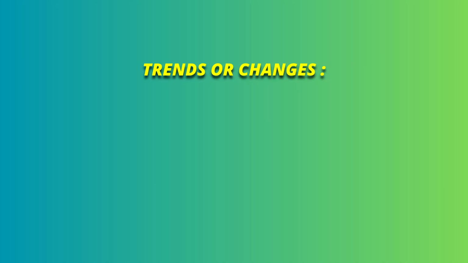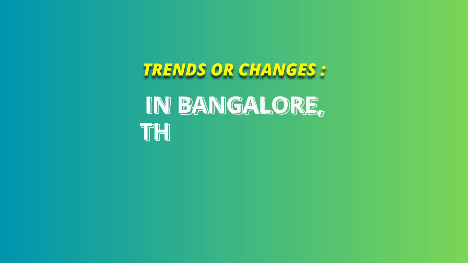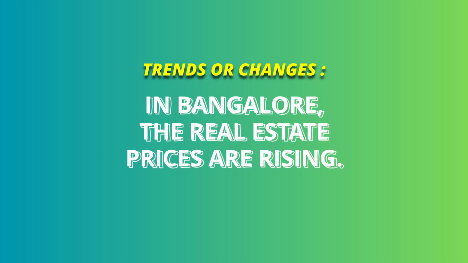And what is the next use I told you? Trends or changes. So any changes or trends take place, we use the present continuous form for that. And what could be the examples? Can you think of any? If you think of anything, please type in the comment box. I would love to read it. I will give you, of course, a few examples. I can say that in Bangalore, the real estate prices are rising.